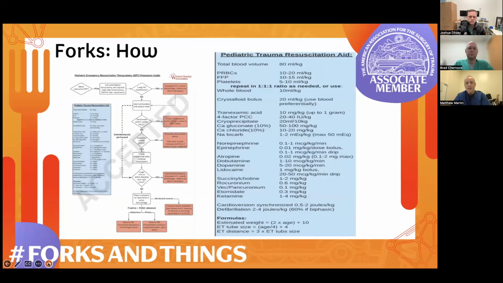So this is the second figure of the paper. And this is really just a procedural guide that takes you through, step by step, performing a standard emergency resuscitative thoracotomy on a child who meets an indication. And it also has the table on the right that is just some pediatric dosages for fluids, blood products, medications, pressors, ACLS drugs that would commonly be used in this scenario.